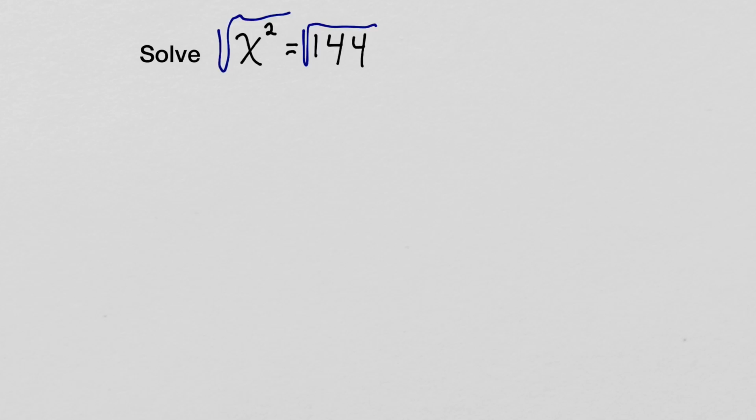Anytime that you have a square root and an x squared, those two are going to obliterate each other. They cancel each other off. So I get x, which is what I wanted in the first place. x equals the square root of 144.